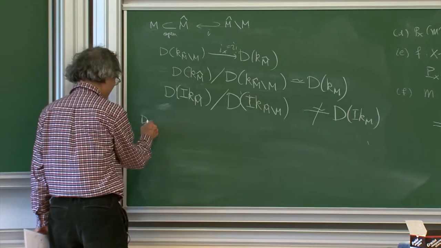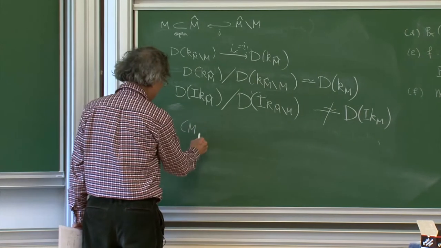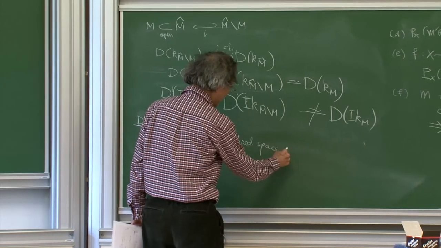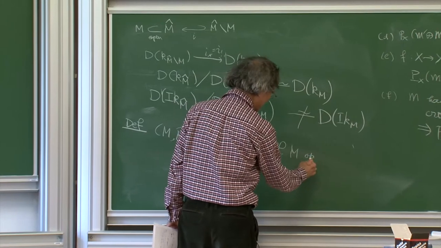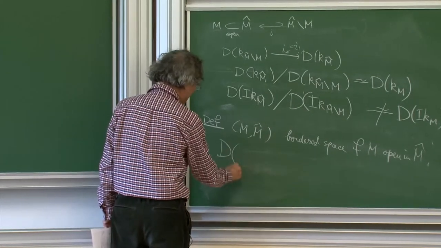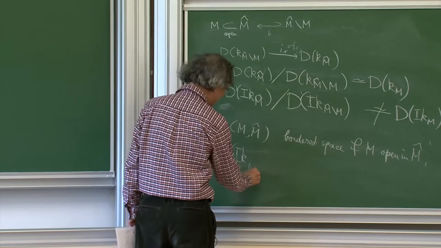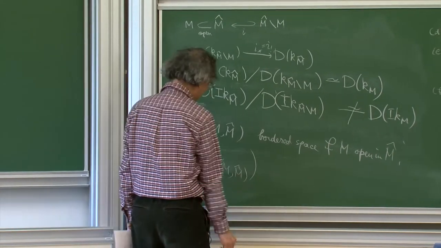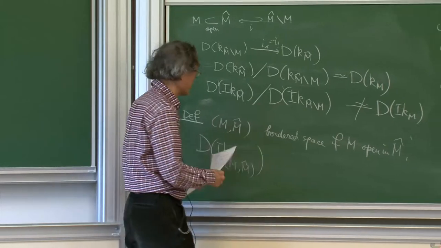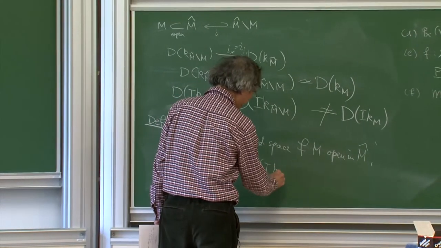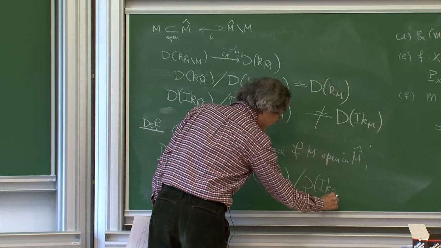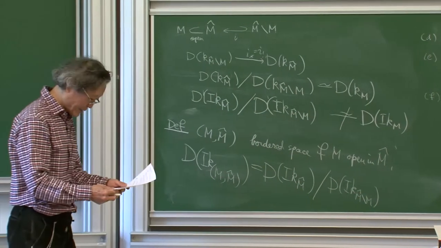So the definition is: M, M bar is a bordered space if M is open. And we define this category, the derived category of indsheaves on the bordered space, as this. So that's the definition.